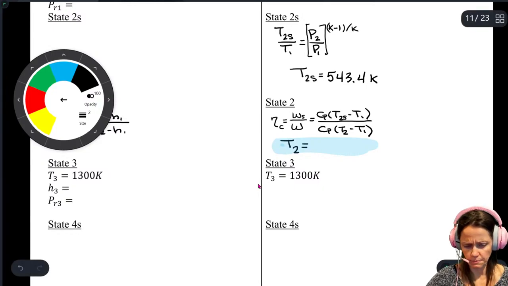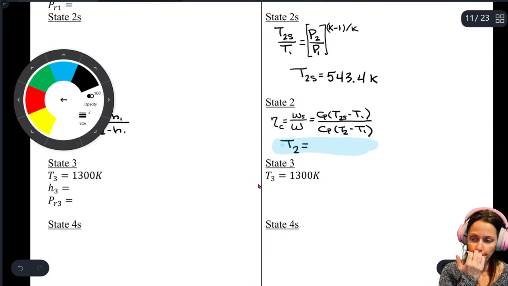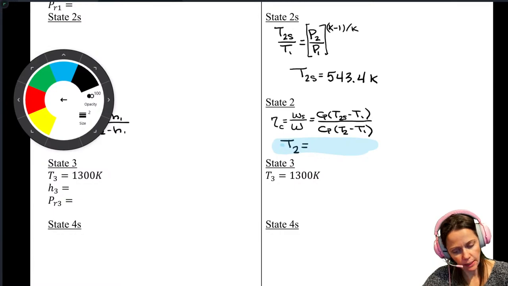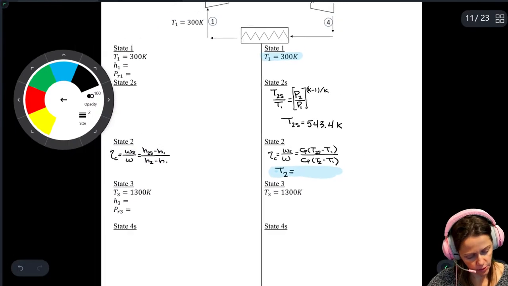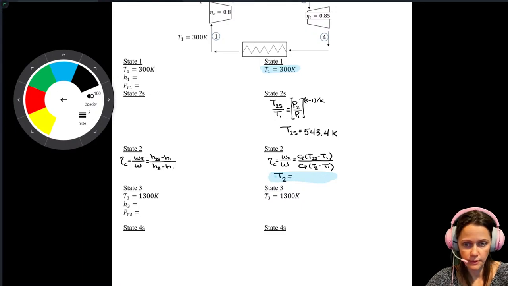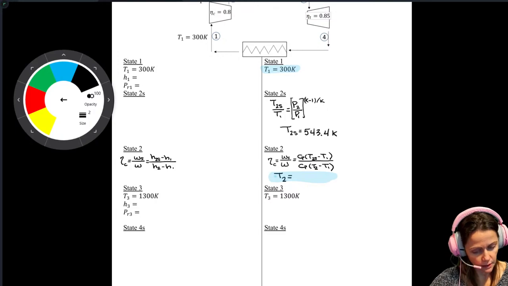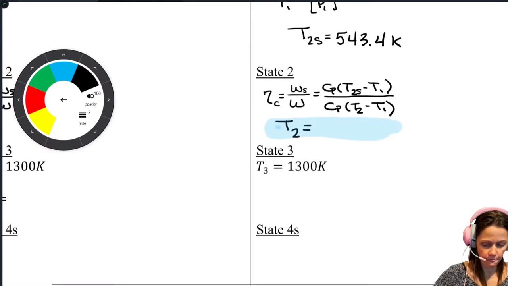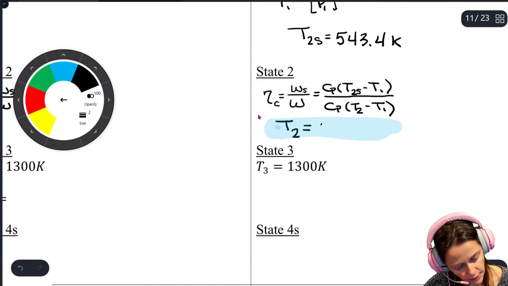So my T2 ends up, I don't know, what is my T2? Maybe I can calculate it real quick on the fly. 543, and our isentropic efficiency was 0.8. Okay. I think 604 and change. 604.25. Does that sound okay to y'all?